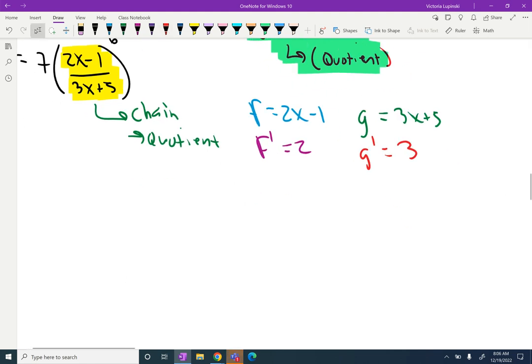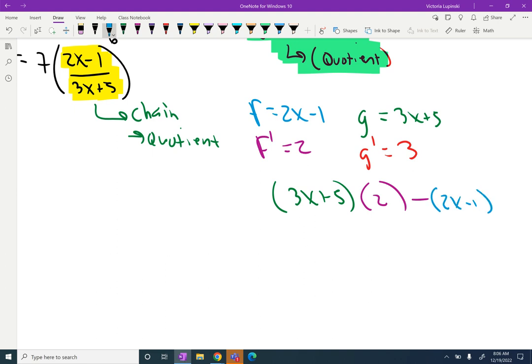Let's do the quotient rule off to the side. So the quotient rule off to the side says you're going to do g times the derivative of f. And again, I have the quotient rule memorized because I do it so many times. Please look at your green sheet if you need to. So denominator times the derivative of the numerator minus the numerator, 2x minus 1, times the derivative of the denominator, which is 3, all over the denominator squared.